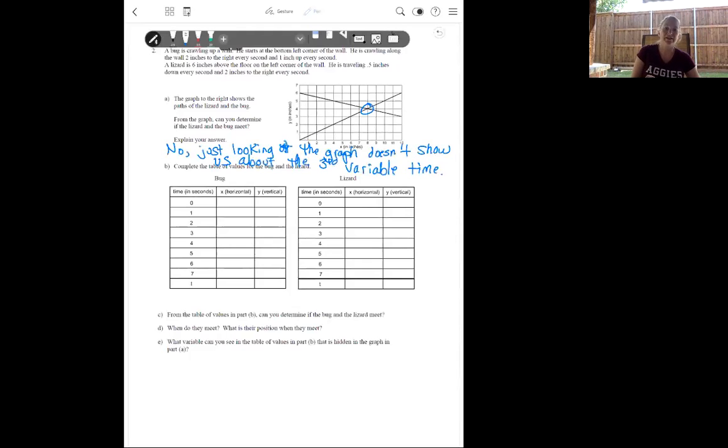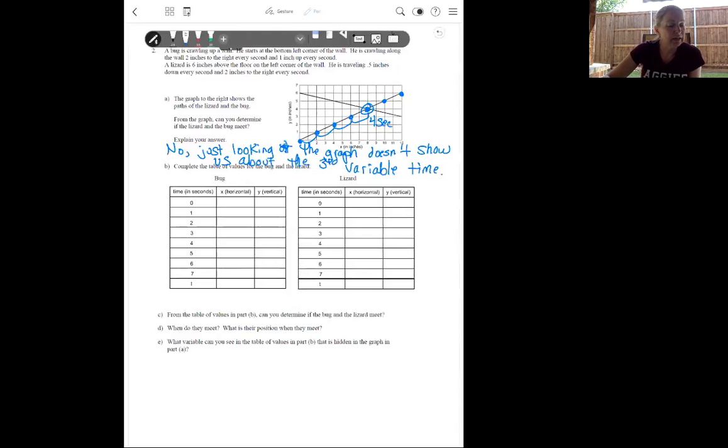All right, so now let's actually plot our points. Let's see, it says the bug starts bottom left corner of the wall. Okay, so here. And he goes 2 inches to the right and 1 inch up every second. So 2 over and 1 up, 2 over and 1 up, and so on. How many seconds did it take the bug to get to that point of intersection? 1, 2, 3, 4.